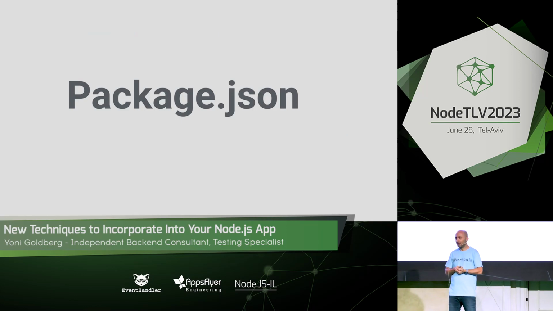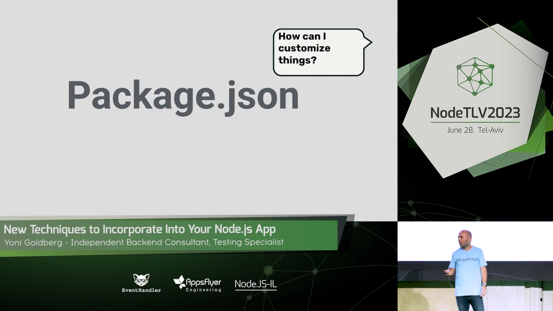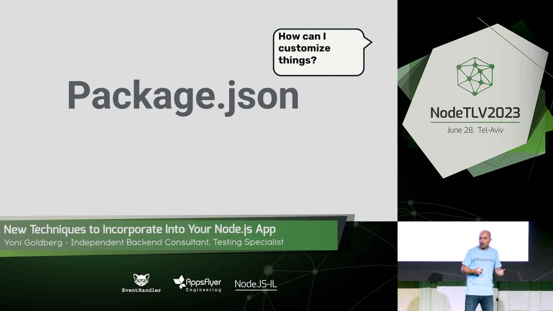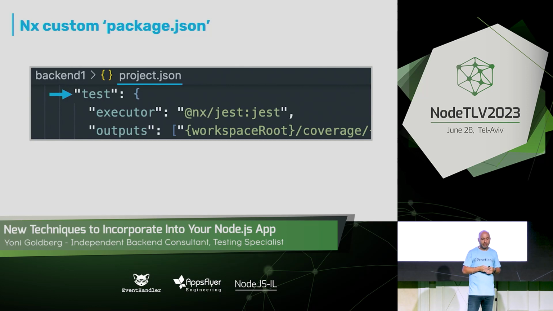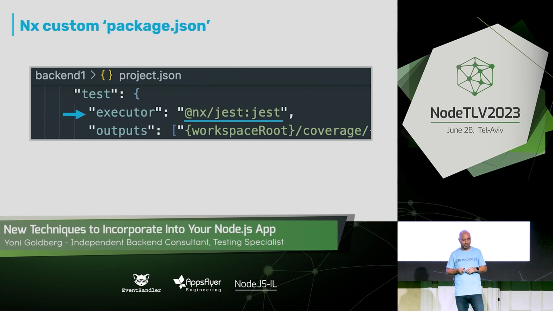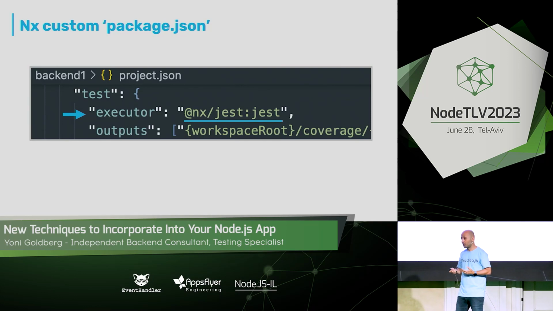Package JSON. No package JSON by default. Well, but how can I customize things? How can I specify NPM scripts, engine, module exports? Even some runtime features of Node.js depend on package JSON. Well, it turns out that NX has its own kind of package JSON, project JSON, with its own syntax. And they even wrap the NPM scripts with their own coding.